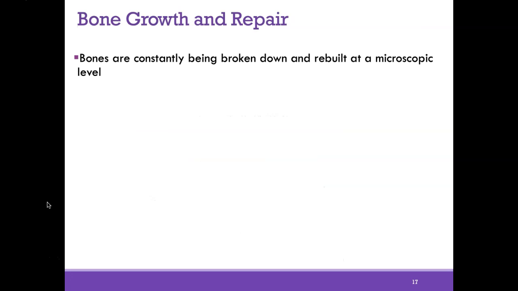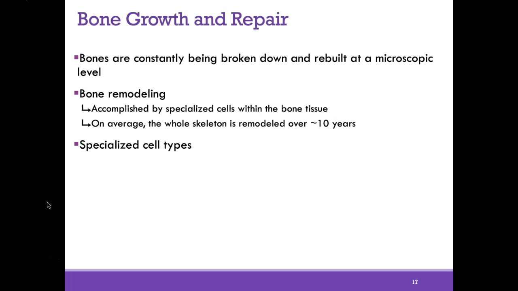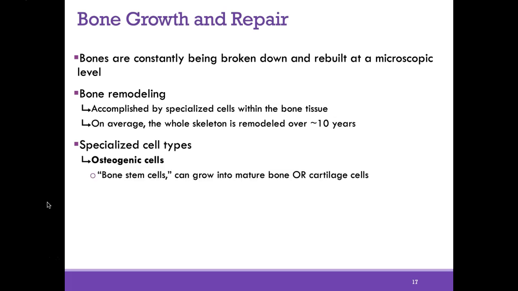So while it might not seem like it, bones are constantly being broken down and being rebuilt at a microscopic level. So this is called bone remodeling. And we need specialized cells within the bone tissue to constantly build and break down bone as needed. On average, your entire skeleton is remodeled over about 10 years. Now we have to introduce some very important types of cells found in bone tissue. The first we'll call osteogenic cells, which are just bone stem cells. And these bone stem cells can become mature bone cells or cartilage cells.